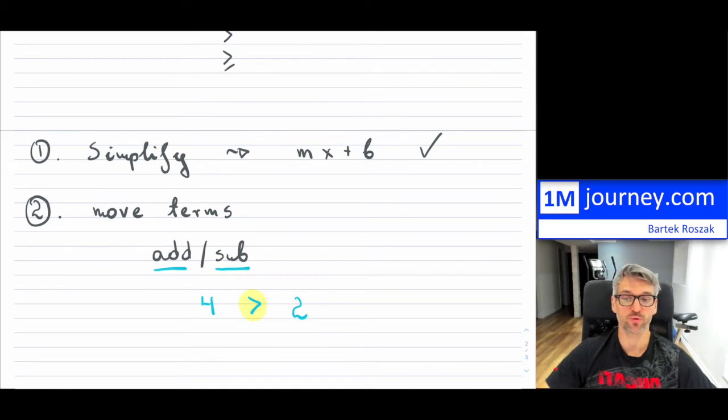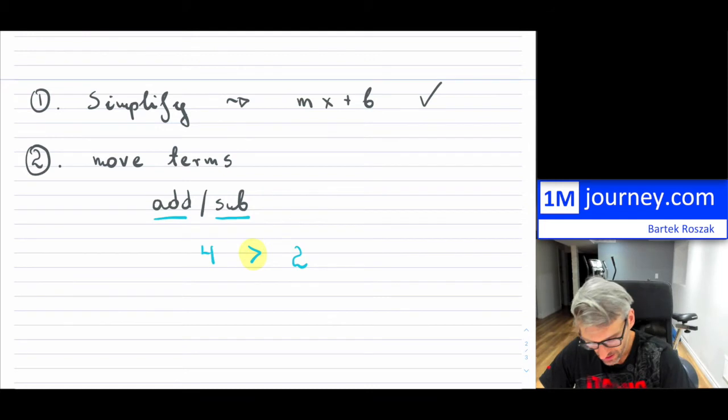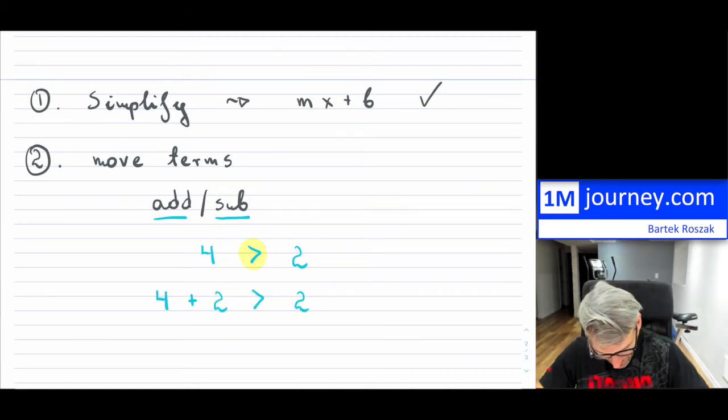So that's why we can move the terms around. But now here, can we move the terms around freely without changing the inequality in any way? So if I take a 4 and I'm going to add some number, let's say like 2, okay? And here I'm going to add the number 2 as well on the right-hand side, okay?